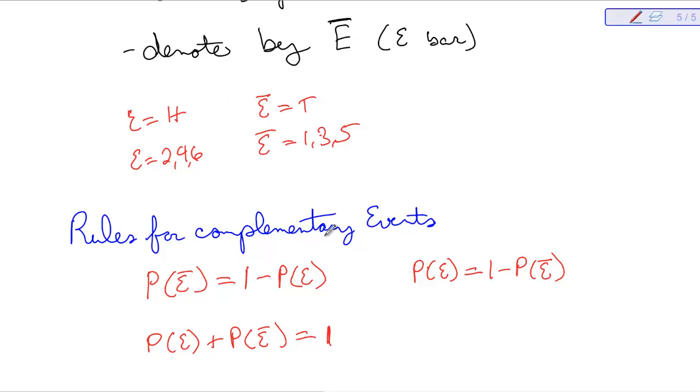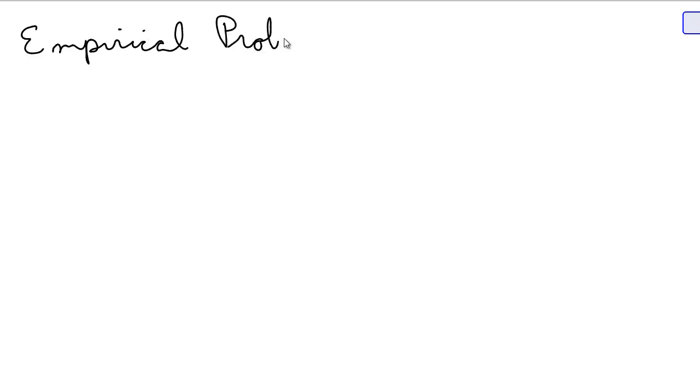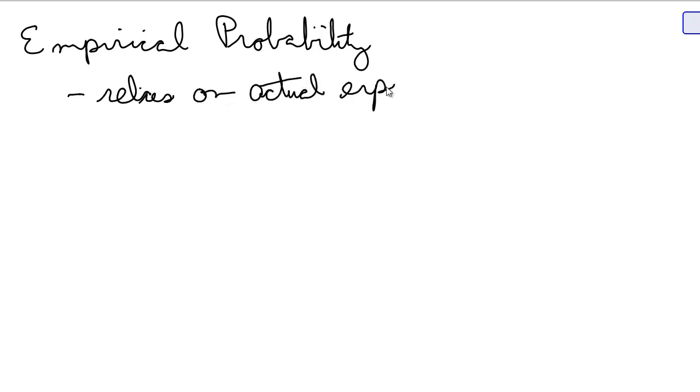So this is regarding classical probability. Complementary probabilities come up with just about everything. Another type of probability that we're going to look at is empirical probability. This relies on actual experience, and what we mean by that is we rely on this to determine likelihood of outcomes.